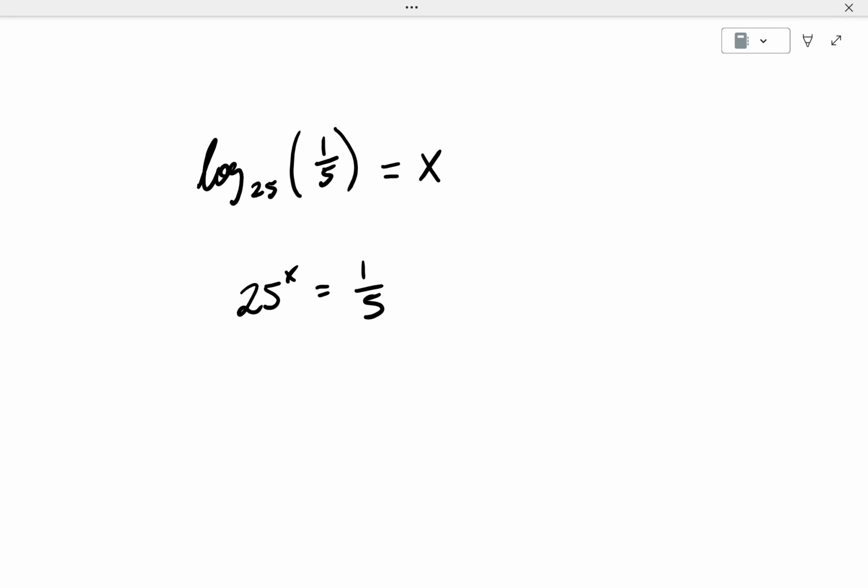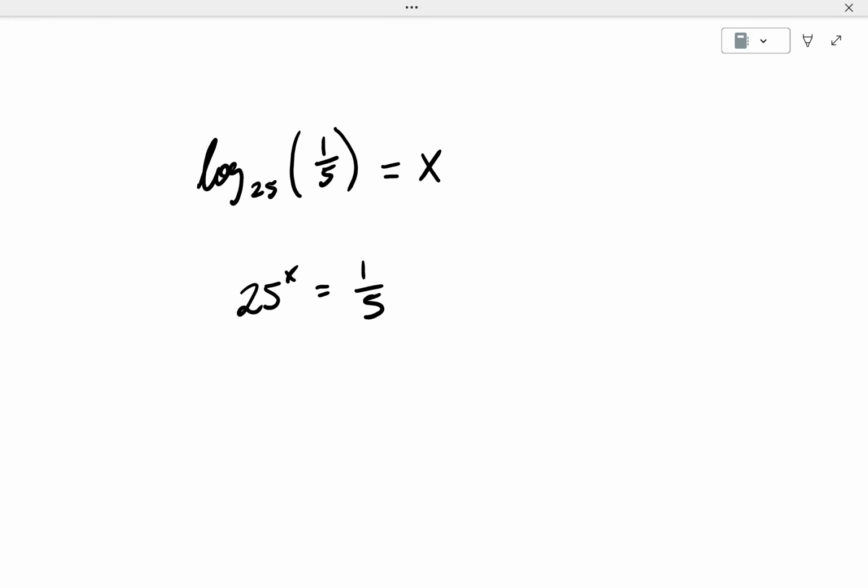Okay. So here is the next problem. The next problem says log base 25 of 1/5. So if we set this equal to x, we can still do the snail rule. 25 to the x equals 1/5. But this becomes a lot more difficult to check with the guess and check method.